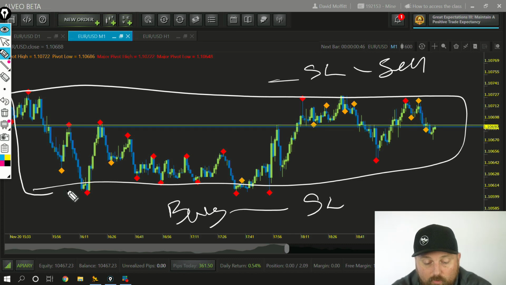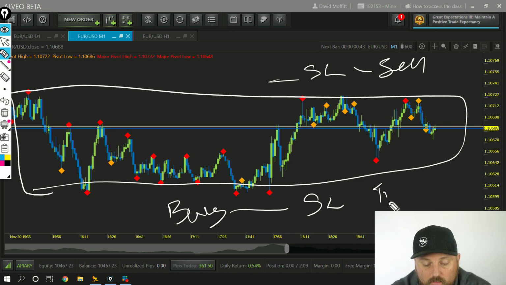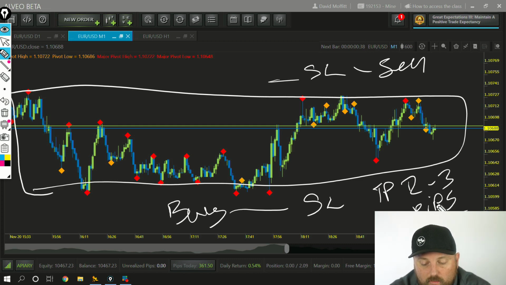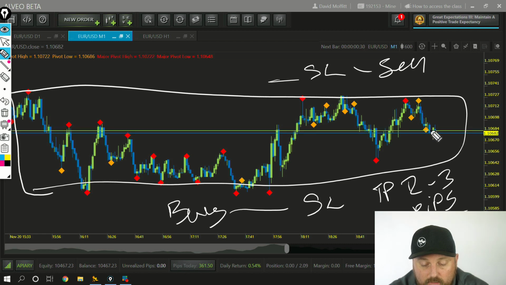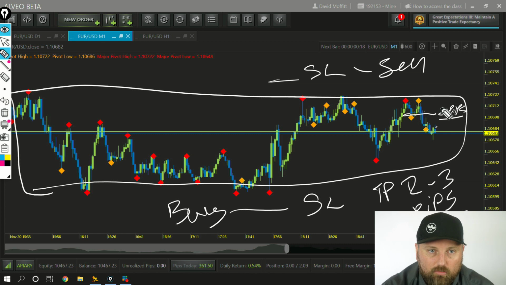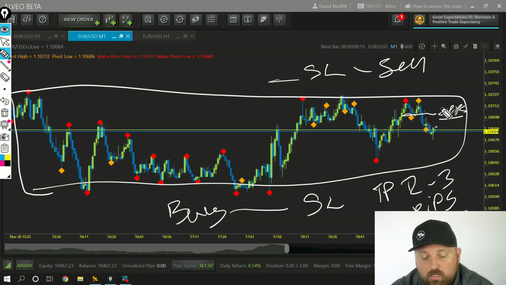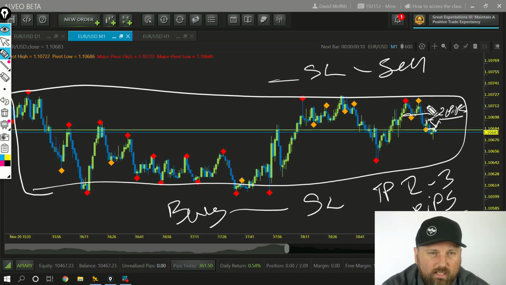My take profits, when I'm scalping, I always have a take profit of just 2 to 3 pips. That's my target, but I adjust those. Let's say we got that pivot that formed right there, and now we should be looking for it to reverse. If I'm in a buy, and there are 2 pips from this pivot to right here, that's my favorite trade setup in the world. I take that all day long. Hopefully that makes sense to you guys.